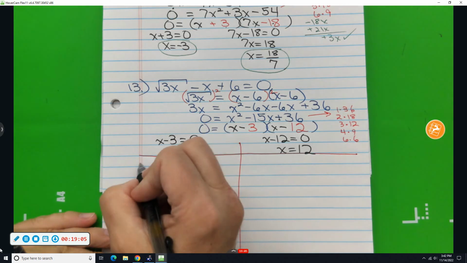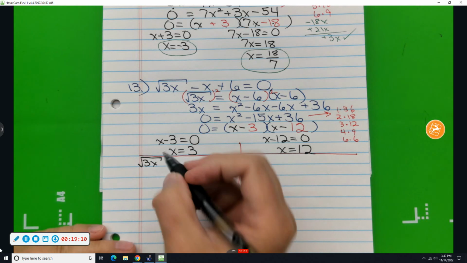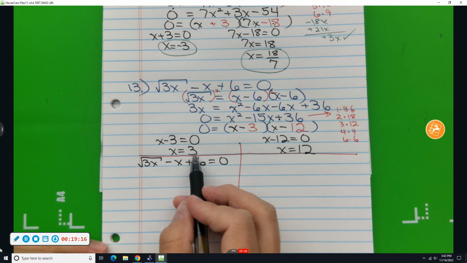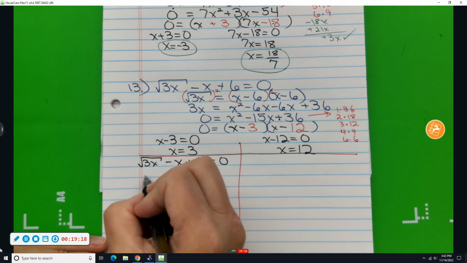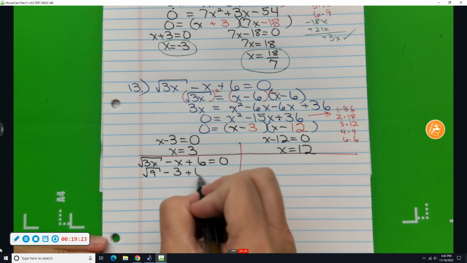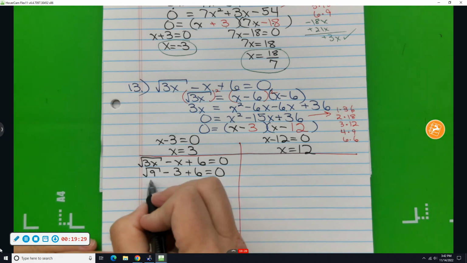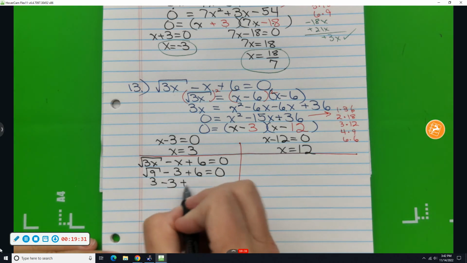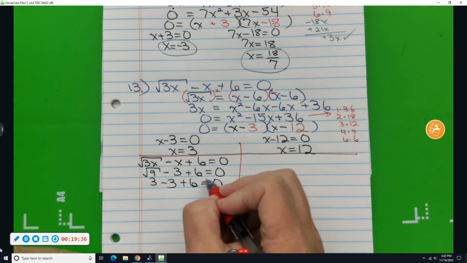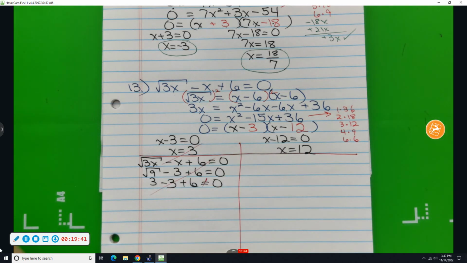So, going back to the equation containing the radical, the square root of 3x minus x plus 6 is equal to 0. Plug in 3. 3 times 3 is 9. So you have the square root of 9 minus 3 plus 6 is 0. The square root of 9 is 3. 3 minus 3 plus 6 equals 0. True or false? False. So cross out x equals 3.